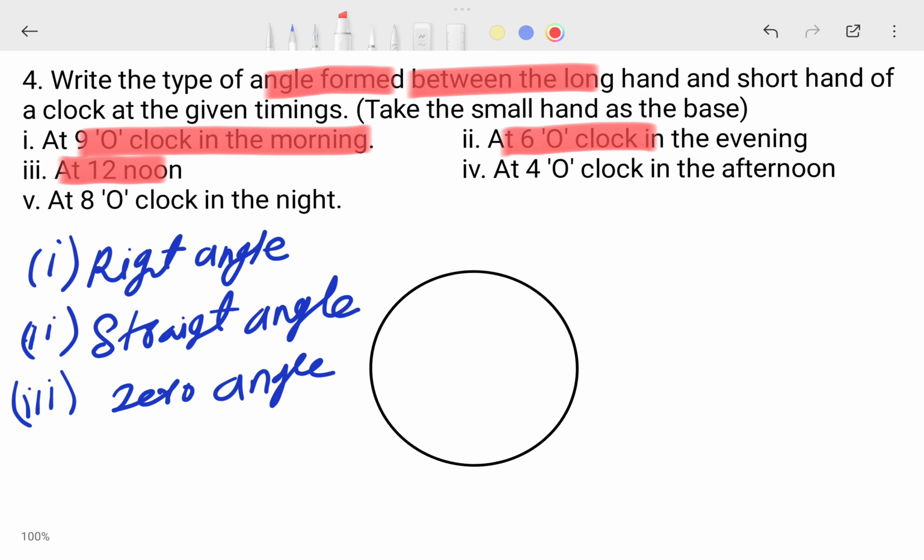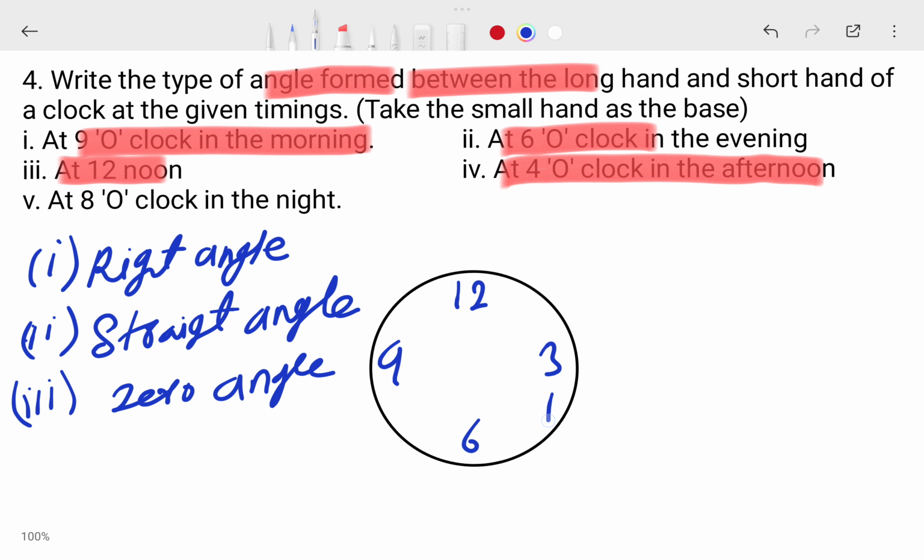Now is it okay? Now let's talk about the fourth question. At 4 o'clock in the afternoon. So this is 12, this is 6, this is 3, and this is 9. Let's suppose this is 4 o'clock. This is the center. So one hand is here, that's why the hour is here. This is the hour and this is the minute.